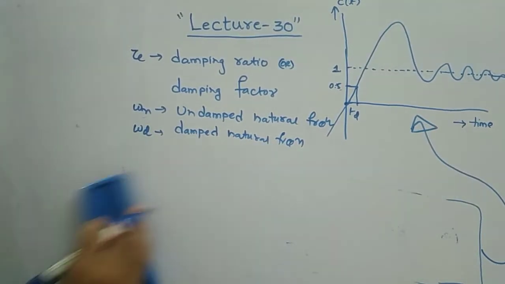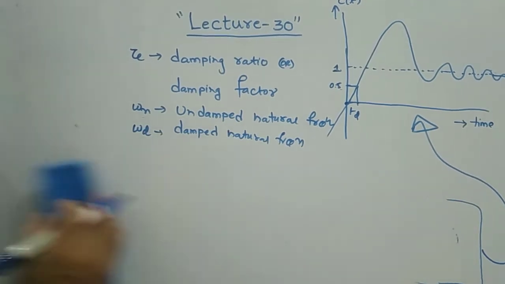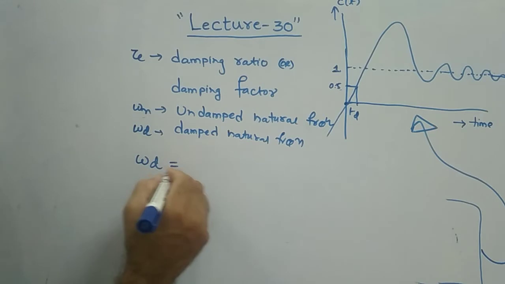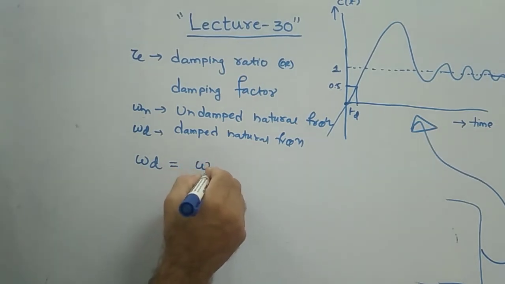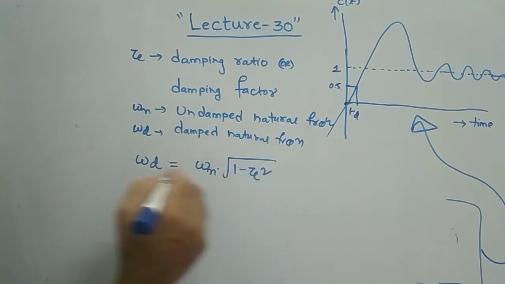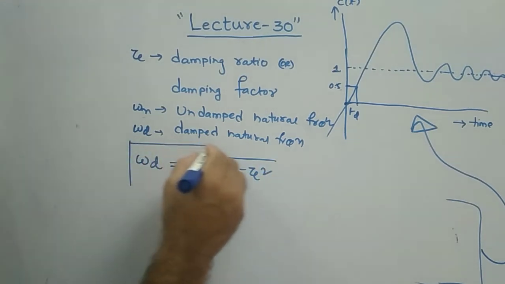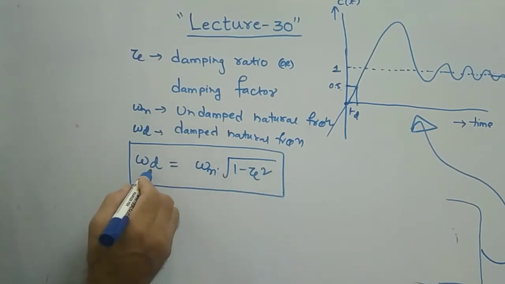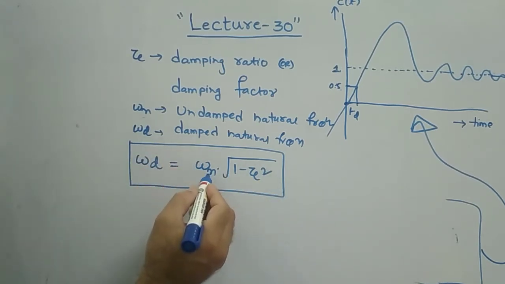Theta is equal to, and omega d is the damped natural frequency, and there is an expression for omega d. Have you remembered it? Omega d is equal to omega n square root of 1 minus zeta square. This expression we have seen. This is a very important relationship. Remember that. This is the relation between the damped natural frequency and the undamped natural frequency.